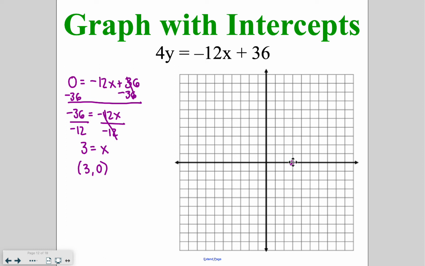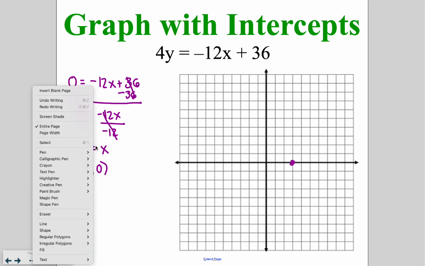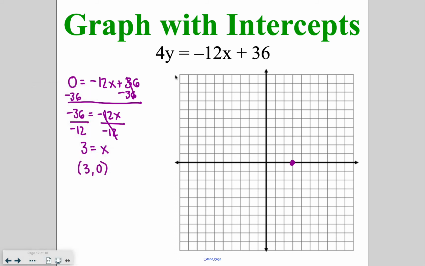So my graph hits the x-axis at 3. Then I do the same thing, but now I pretend like the x doesn't exist, so I can solve for y. So I'm going to say 4y is equal to nothing plus 36. In this case, nothing plus 36 is going to give you 36, and then I can solve by dividing 4 on both sides, giving me y is equal to 9, which means your y-intercept is going to be at (0, 9). So I go ahead and graph at (0, 9).